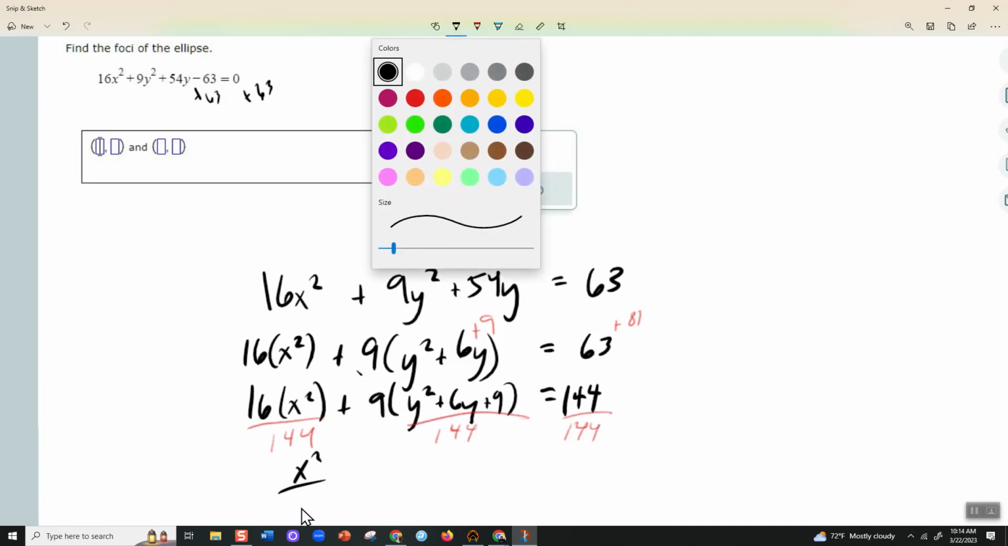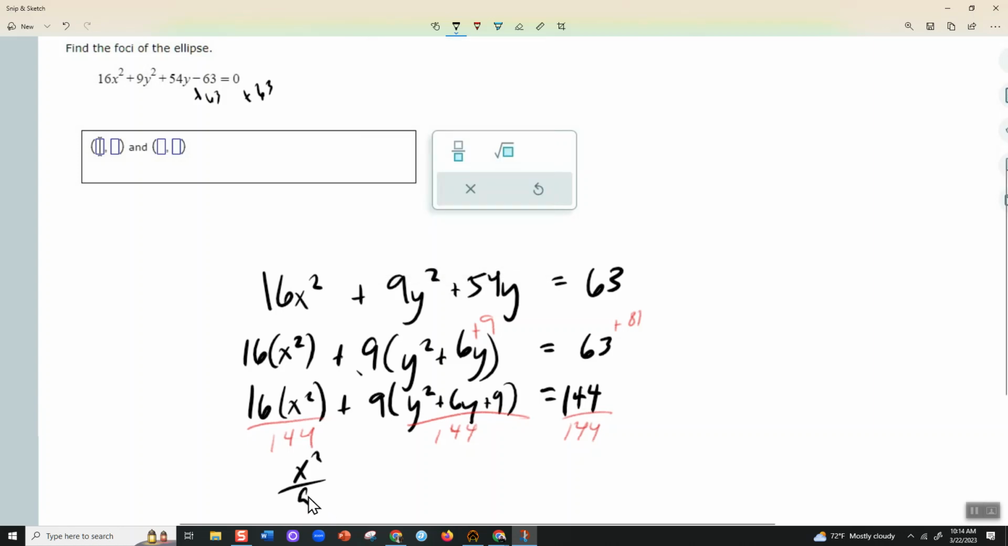X squared over 9. And this is going to be y plus 3 squared over 16 equals 1. In standard form here. Now I know my center is 0, negative 3. Take the h and the k, always switching the signs. And my major axis is going to be this 16 because it's larger. So it's going to be the major axis, and that's where the foci are for an ellipse.